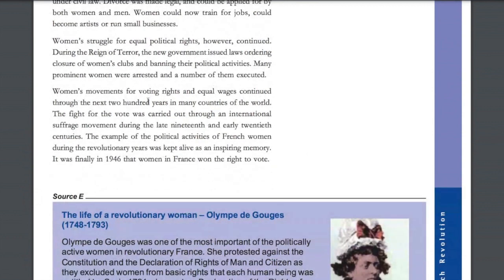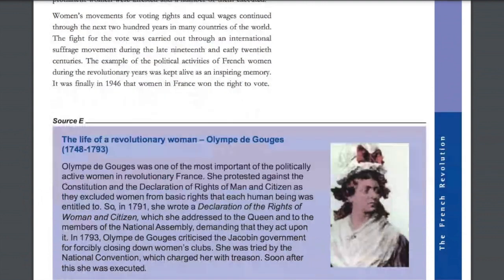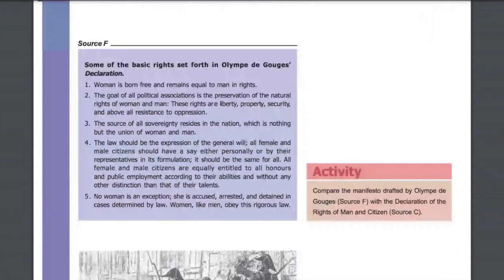So it is called the International Women Suffragette Movement, which was held in the late 19th and early 20th century. So 1946 was the year when women of France won the right to vote.